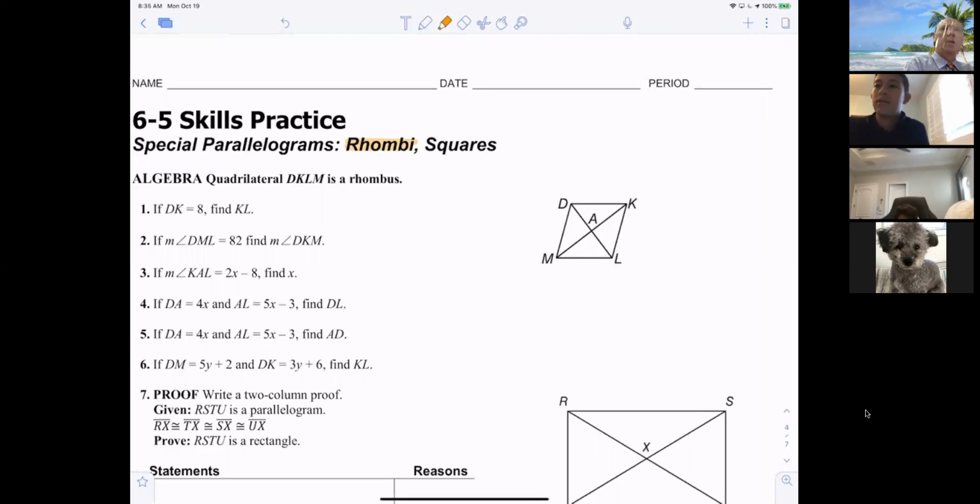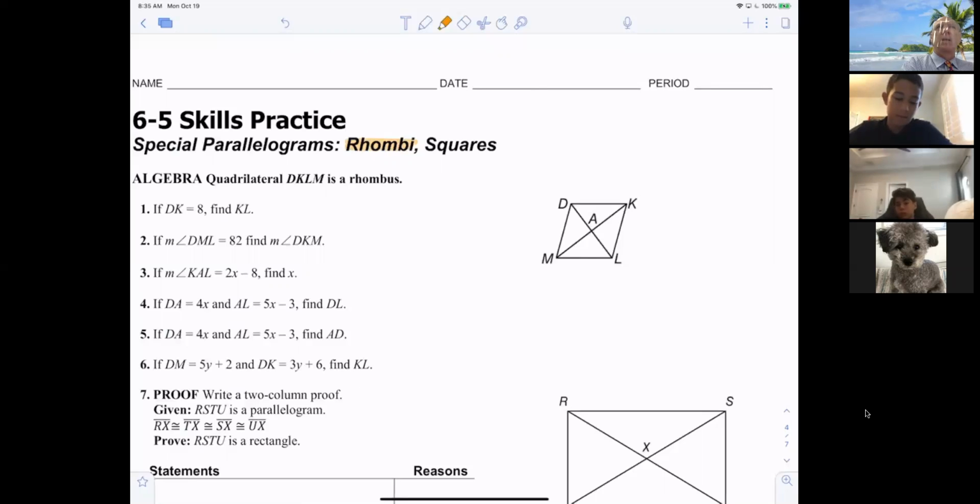Yes, it's a square that does not have what? Does not have right angles. So the rhombus and the square are related because the sides are congruent. Sides are congruent in a rhombus and a square. And everything about a parallelogram applies to the square and the rhombus.